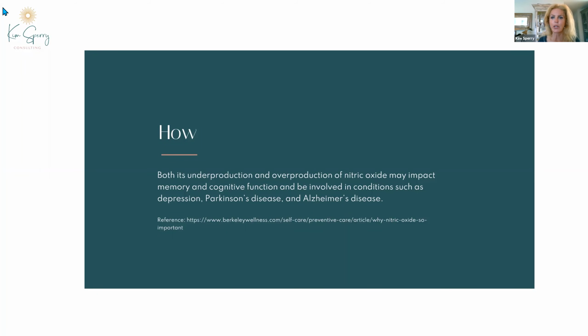Here's just more information on nitric oxide. The underproduction and overproduction may impact memory and cognitive function and be involved in conditions such as depression, Parkinson's disease, and Alzheimer's. And again, those want to look at microbial burden as well.